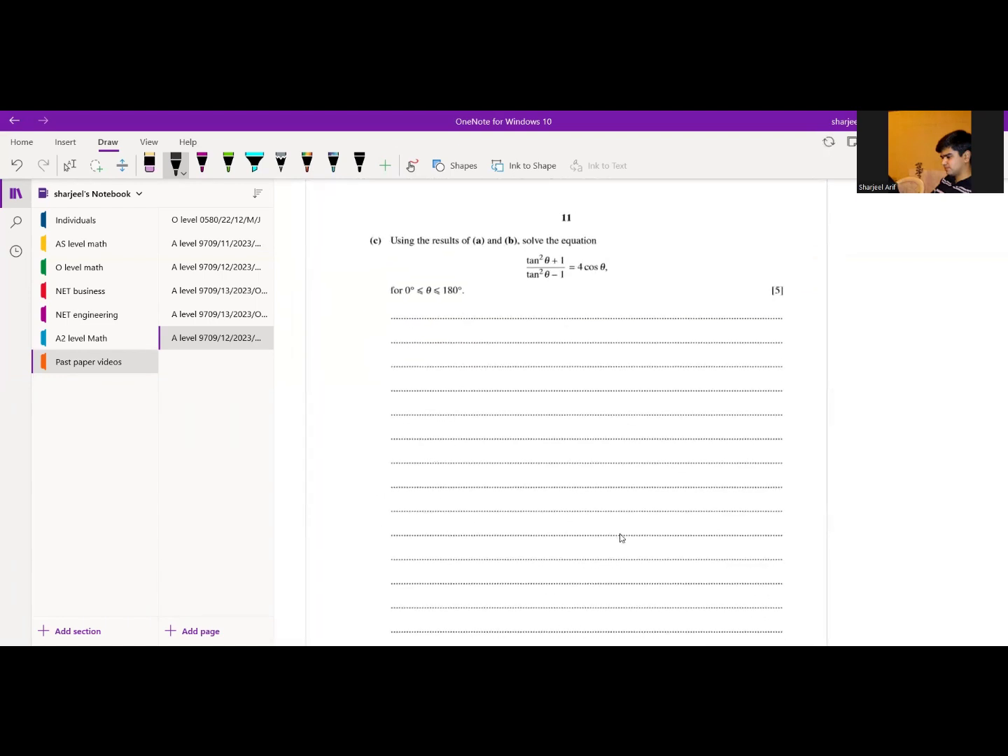Now we have to solve the equation. So we have proved this part is equal to 1 over 1 minus 2 cos square theta. So we will replace it here, and this will be equal to 4 cos theta. We will cross multiply it to get 4 cos theta minus 8 cos cube theta. This will become 8 cos cube theta minus 4 cos theta plus 1 equal to 0.